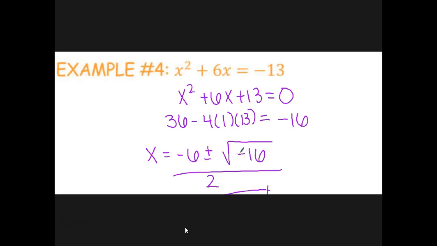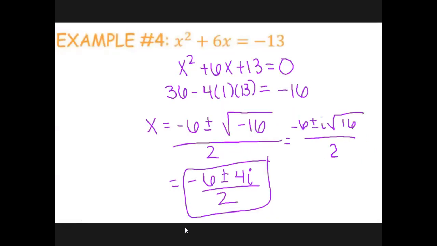And then you get this is equal to negative 6 plus or minus I square root of 16 all over 2. But we know that 16 is a perfect square, so it becomes negative 6 plus or minus 4I all over 2. You wouldn't split that up. What? You wouldn't split it up into two different answers because of the I. You can, but you don't have to, because the way it's set up currently, it's fine, but you could totally make it like negative 6 plus 4I over 2 and negative 6 minus 4I over 2.